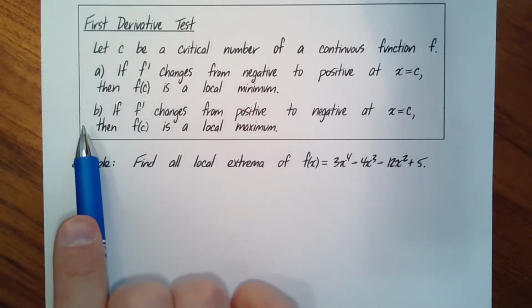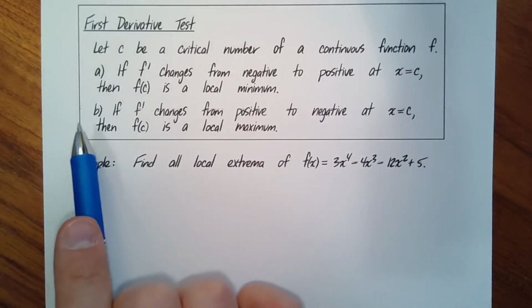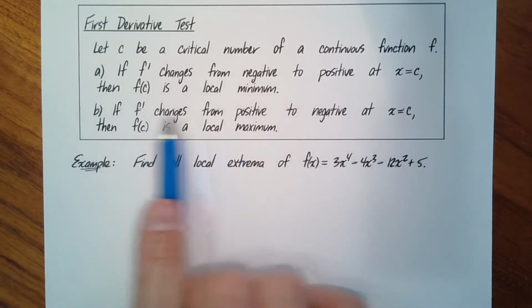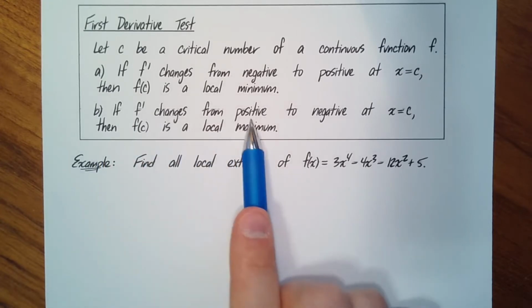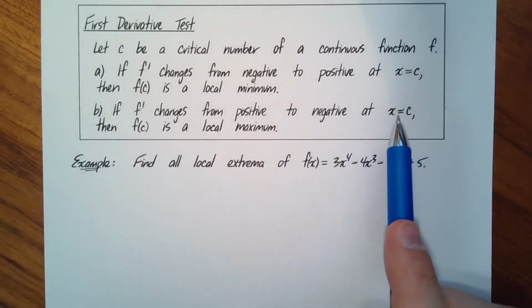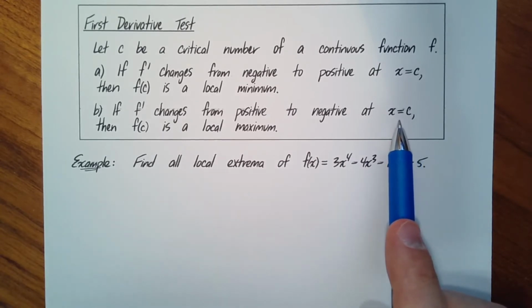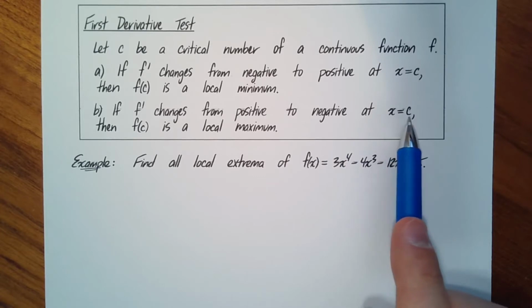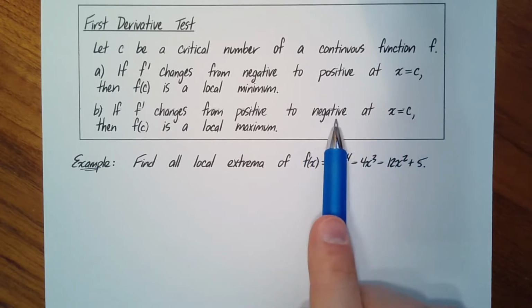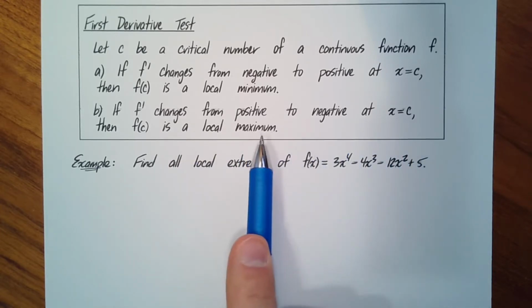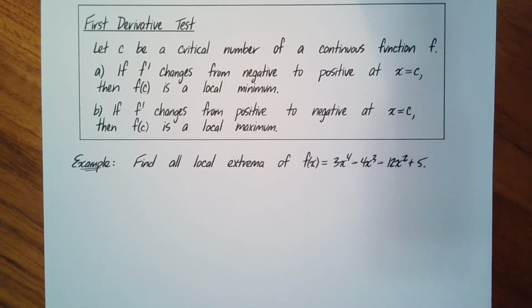But if the sign change happens in the other sense, so if f prime changes from positive to negative at x equals c, so for values of x that are slightly smaller than c, f prime is positive, but for values of x that are slightly greater than c, f prime is negative. That's what it means to change from positive to negative. If that happens, then f of c is a local maximum. You've got yourself a local maximum for the function right at x equals c.